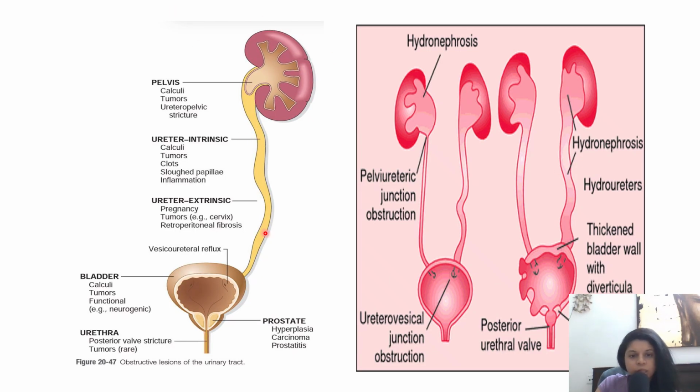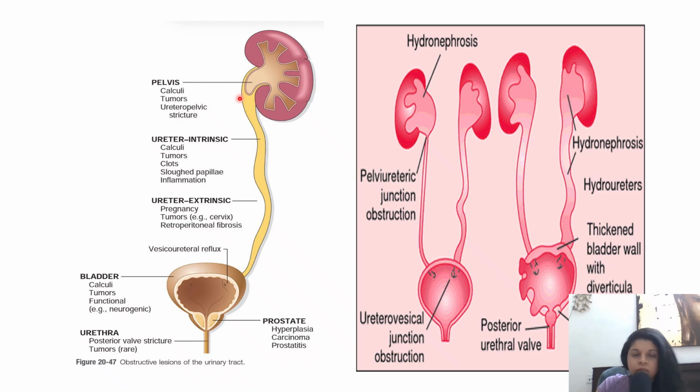So the obstruction can be at any level. If you're starting from downwards to above, in the urethra there can be posterior urethral valve, as I said about this case, and then there can be tumors here like prostate carcinoma, then prostate hypertrophy, and then the bladder. There can be tumors, again calculi, stones, or functional obstruction, that is, nerve impulse is not given to the bladder, so there will be functional obstruction of the bladder.